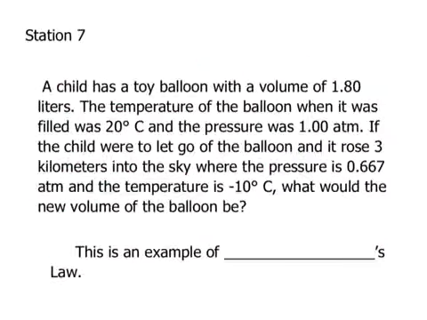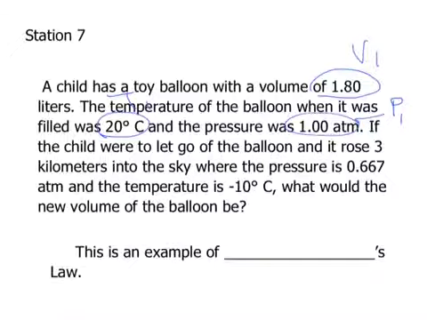All right, so in this problem here, we're going to look at it. It says a child has a toy balloon with a volume of 1.8 liters, so this is my V1, and a temperature of 20 degrees C, so this is my T1, and a pressure of 1 atm, this is my P1. If the child were to let the balloon go and it rose 3 kilometers, we don't really care about that, that's just telling you how high it's going to go, and the pressure is 0.67 atm, this is my pressure 2, and this is my T2.